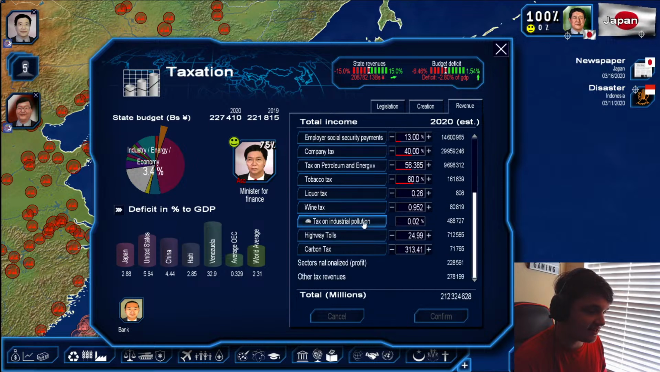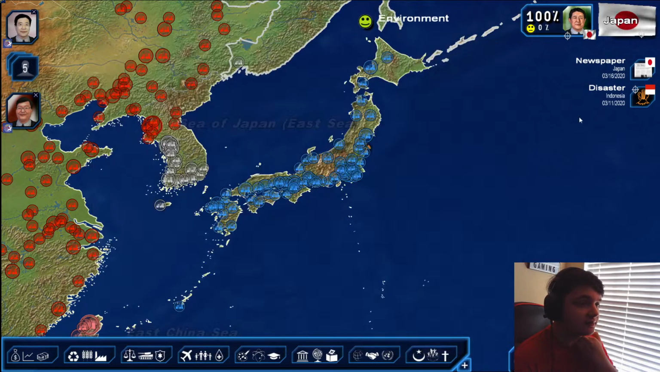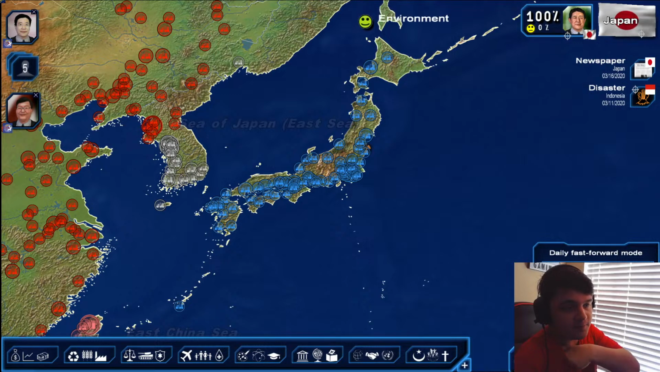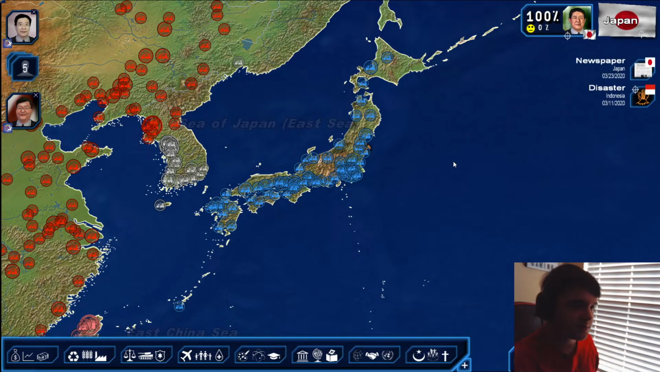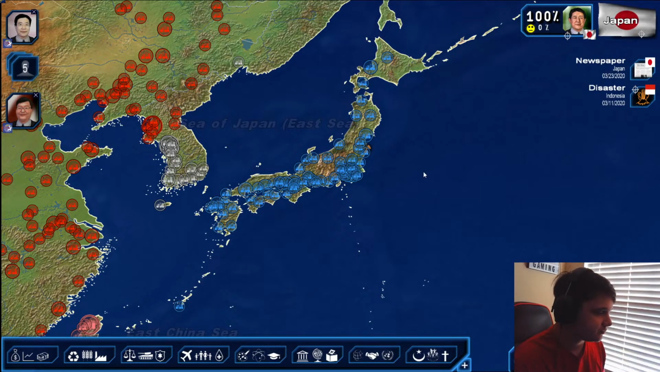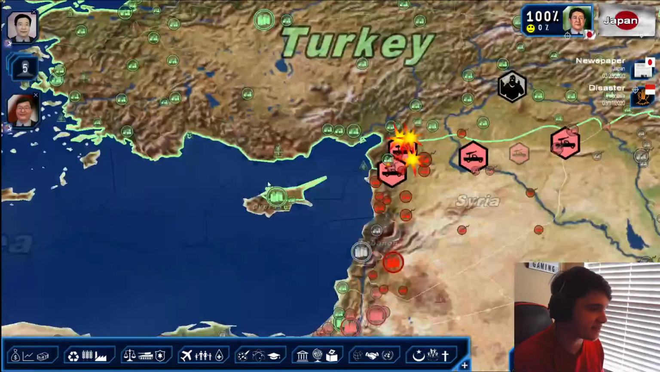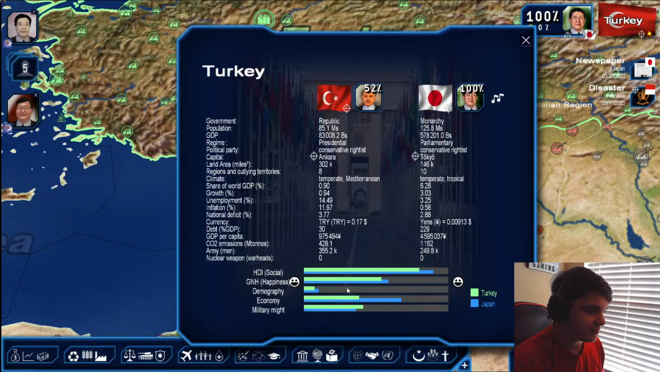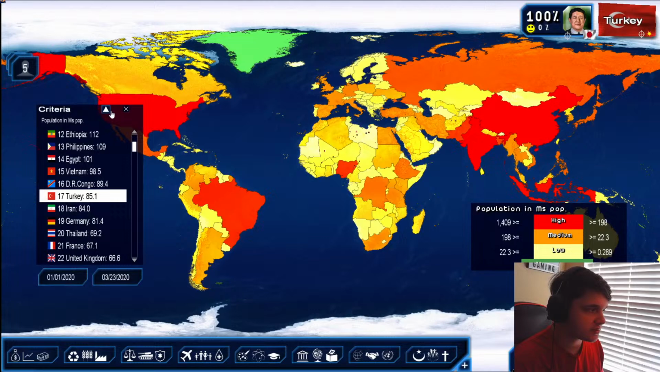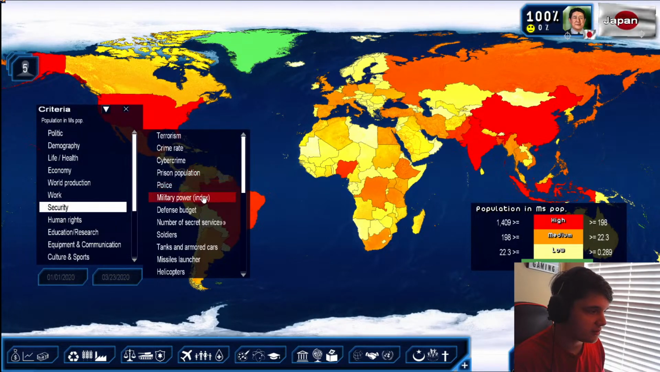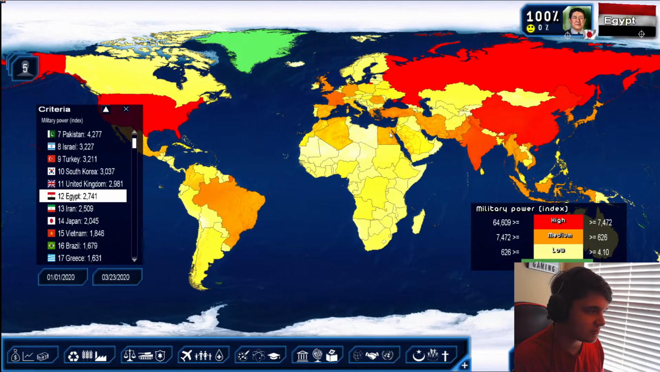Haha, we're getting 800 billion yen off of that industrial pollution tax increase. I thought Turkey was the most powerful country in the region. Well, it's kind of Turkey, and let's look. Economic. Well, actually, we could go over to comparative maps. Let's go over to security. Military power index. So Egypt is 12 and Turkey is 9. So Turkey, according to Power and Revolution, is the most powerful country in the Middle East.